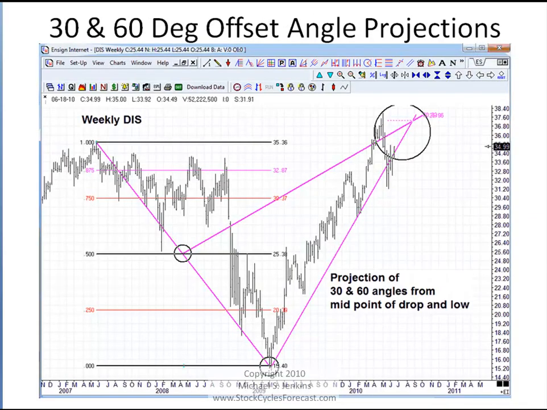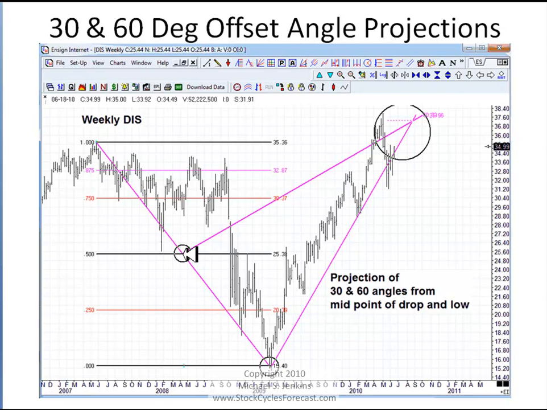When we talk about projections, we can also take a prior swing and try and take projected points off the axis of that swing to get a probable future objective. Here we have a weekly chart of Disney, and I've drawn a straight line from the prior decline from the high to the low, and I found the midpoint with the simple retracement tool.